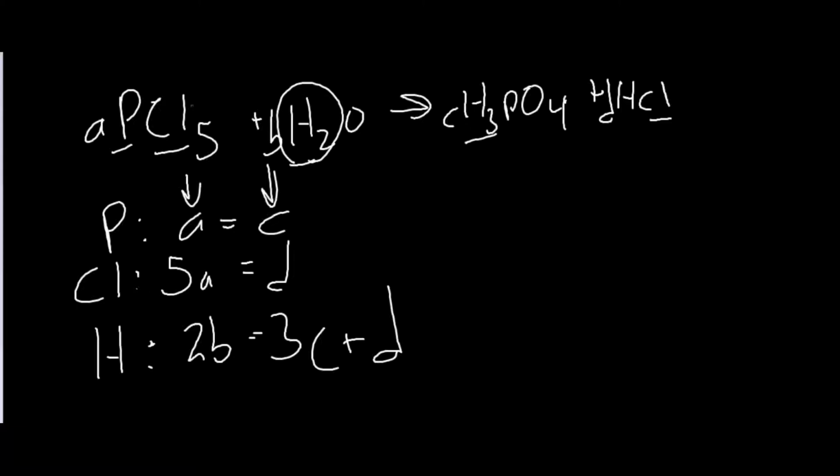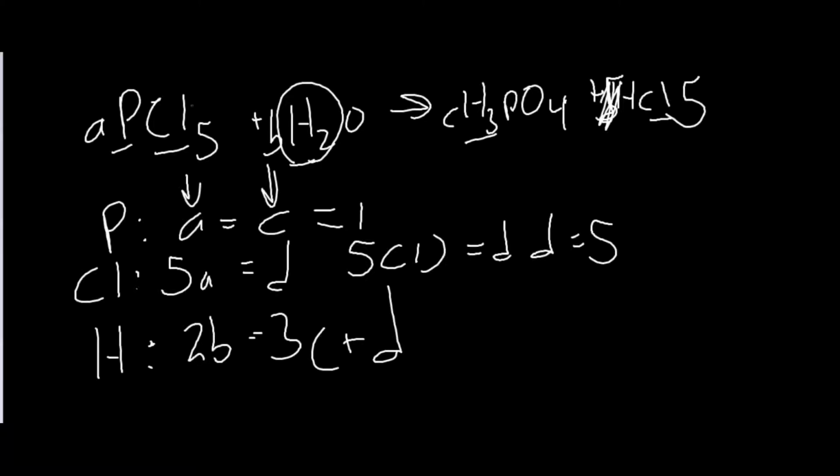So we already know that A equals C, so we can plug in C for A, and we know that both of them equal 1. So then you're going to just say that 5 times 1 equals D. So now we know that D equals 5. And then we can plug in D for H.